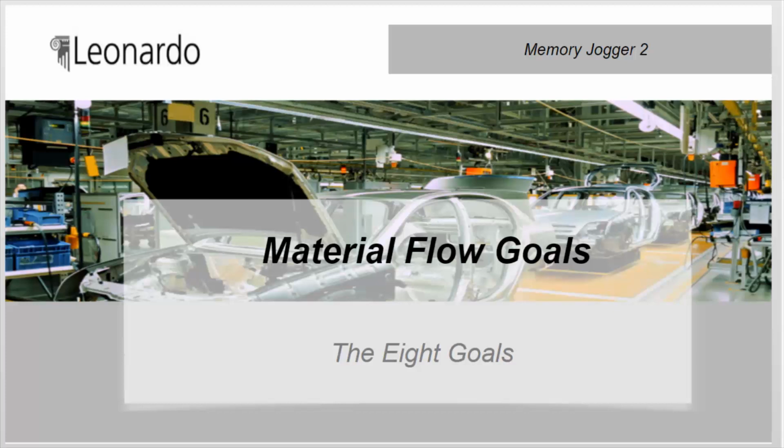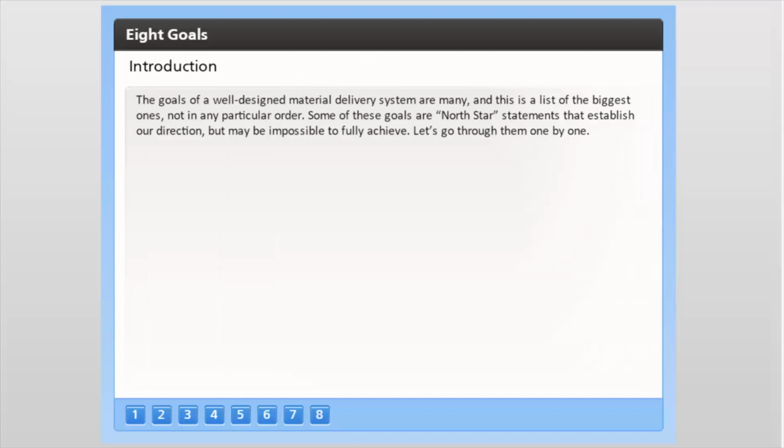Welcome to Memory Jogger 2 on the subject of the 8 goals of a high-performing material delivery system. The goals of a well-designed material delivery system are many, and this is a list of the biggest ones, not in any particular order. Some of these goals are North Star statements that establish our direction, but may be impossible to fully achieve. So let's go through them one by one.